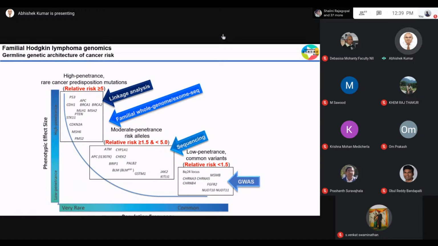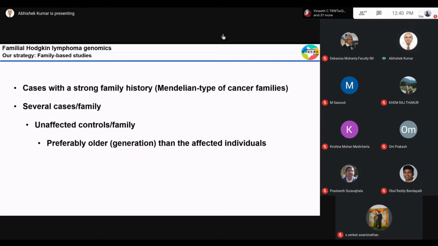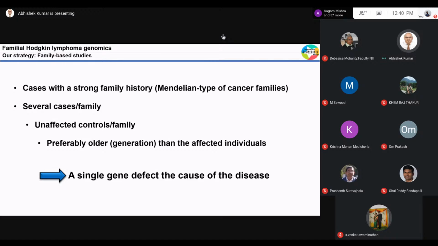And now, with the help of whole genome sequencing, we started whole family sequencing of whole genome sequences of high risk cancer families, and that leads to rapidly finding mutations which lie in moderate to high risk regions. So the whole idea is that you take cases with a strong history, and then you have some unaffected controls in the family, and also older affected persons, and combining the family history, can you find a single gene mutation that could be the cause of a disease.